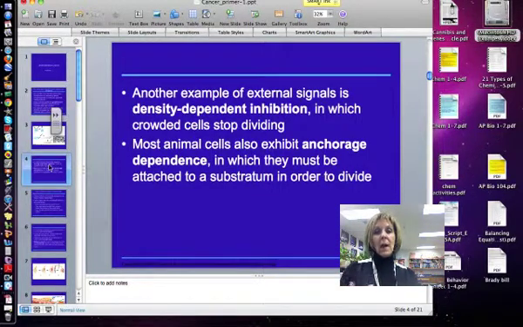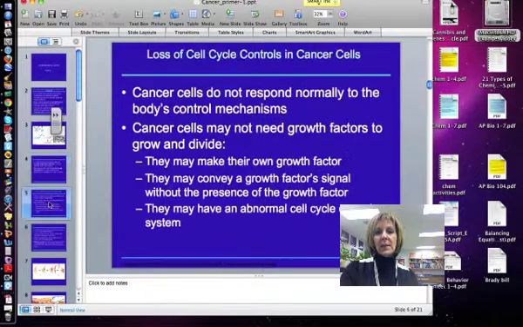Another type of external signal that most animal cells have is something called anchorage dependence. This is the idea that the cell cannot usually grow if it's just floating around. It has to have some type of scaffolding system that the cell can adhere to and grow on. So when scientists are trying to grow tissue cultures, they have to put a substratum or some type of scaffold for the cells to grow. That's very important for cells that are growing. Most animal cells need that.